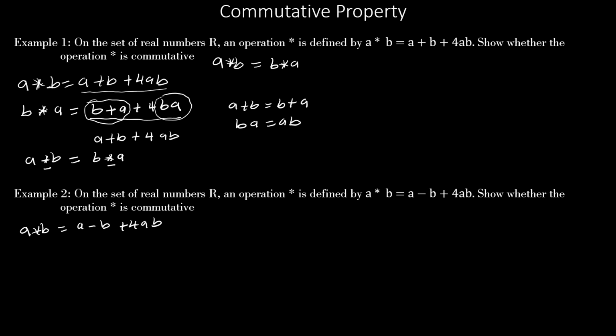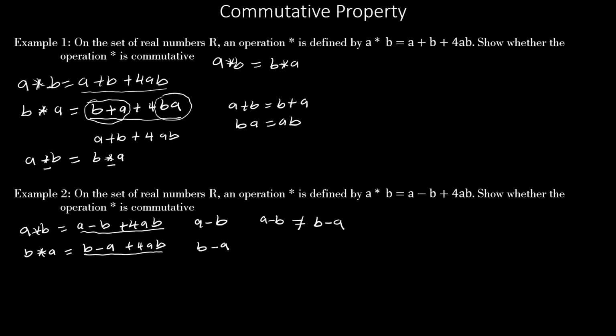So we are going to interchange this. I have B asterisk A, and this is going to give us B minus A plus 4AB. So you have to check whether this and this are equal. Now we have an operation here which is subtraction. Here we have A minus B, and here you have B minus A. We already talked about it that under the operation minus, subtraction is not commutative under the set of real numbers. So therefore A minus B is not equal to B minus A.